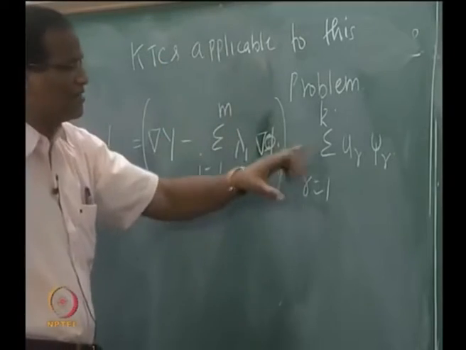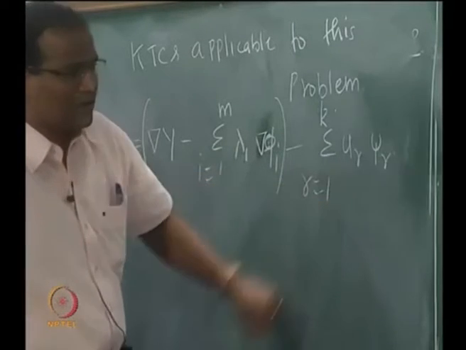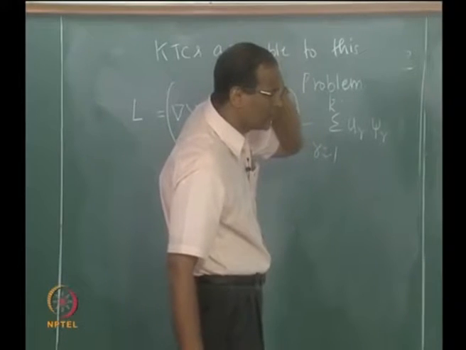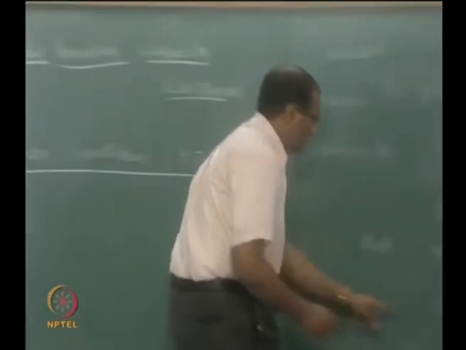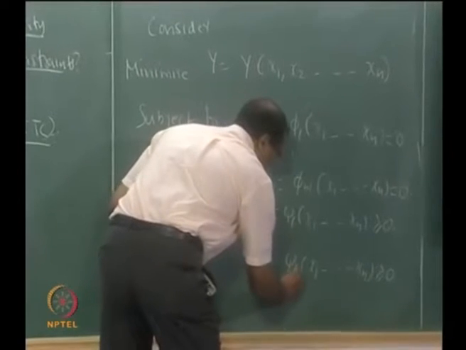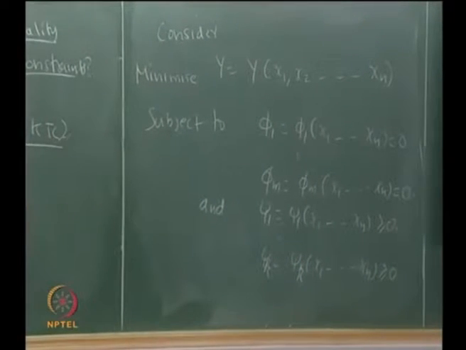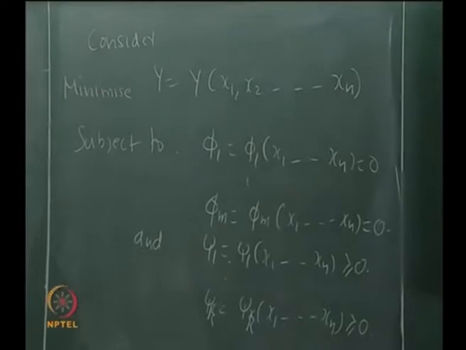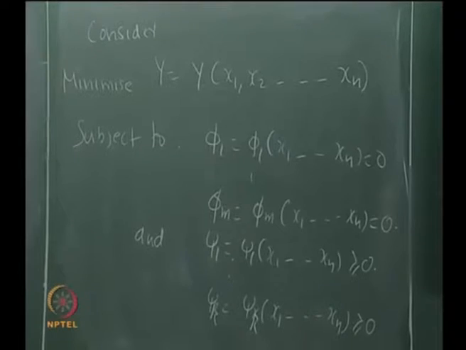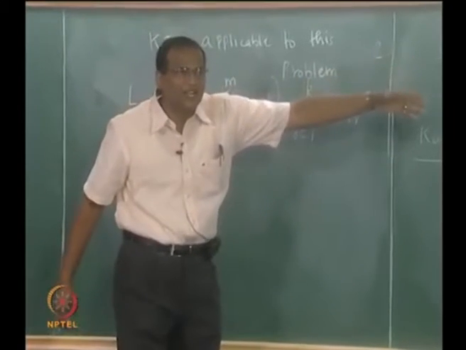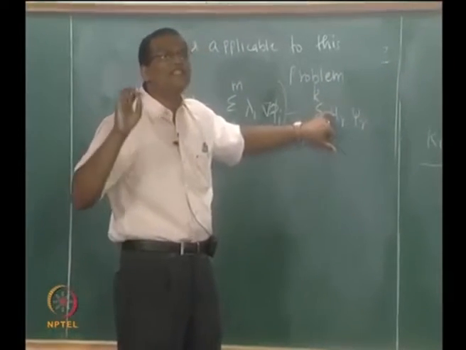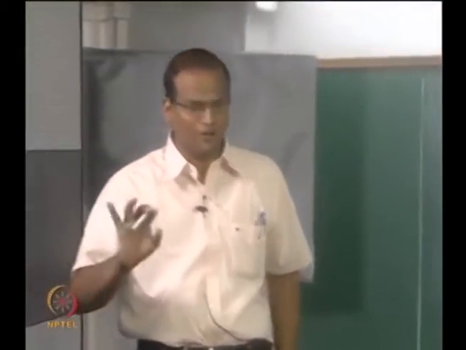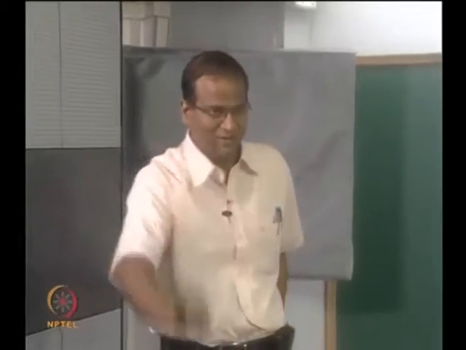Now I put one more term, minus the sum over r equal to 1 to k. I will make it k here. So I put k, I put r. Sum over r equal to 1 to k of u r psi r, where psi r basically represents the inequality constraint and u is something which is similar to the Lagrange multiplier. It is a sensitivity coefficient whose nature is not yet known to us, right.